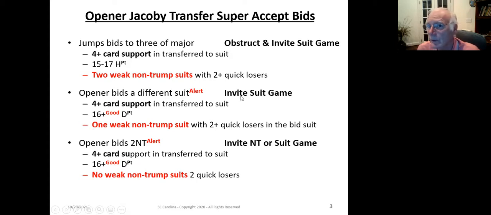One weak suit, they're looking for game, probably in a suit contract, but every once in a while you're going to want to play in no trump. So the primary emphasis is suit, secondary emphasis is no trump. With 2 no trump, the primary emphasis is a game in no trump potentially, or in suit, depending on the shape of the responder's hand.